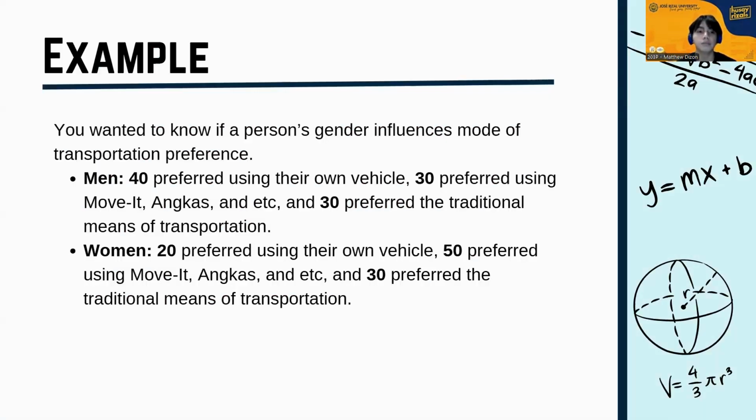For example, you wanted to know if a person's gender influences mode of transportation preference. For men, 40 preferred using their own vehicle, 30 preferred using Move It, Angkas, etc., and 30 preferred the traditional means of transportation. For women, 20 preferred using their own vehicle, and 50 preferred using Move It, Angkas, etc., then 30 preferred the traditional means of transportation.